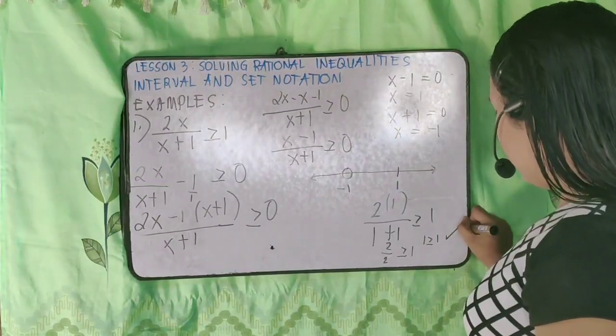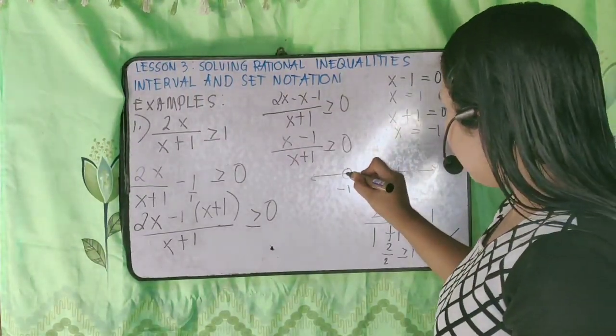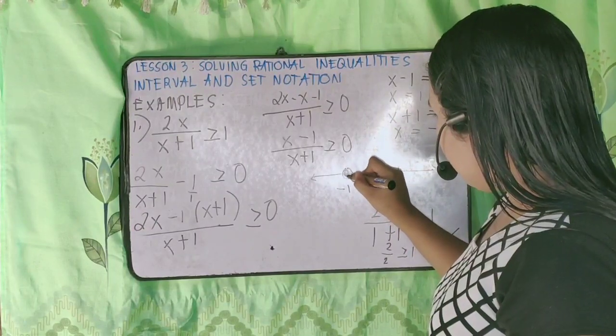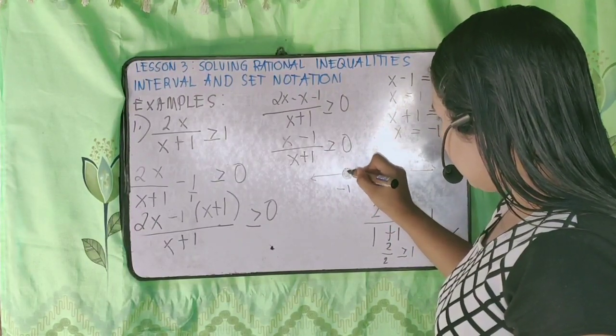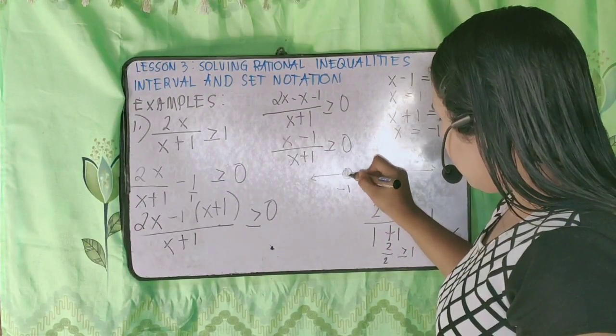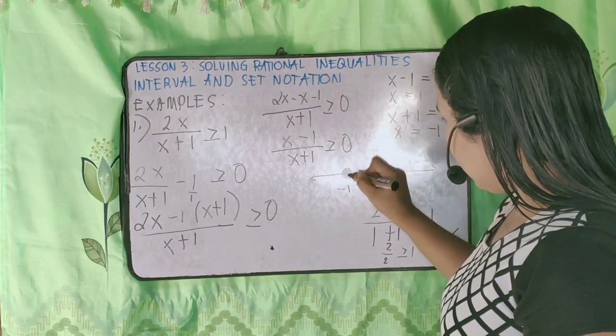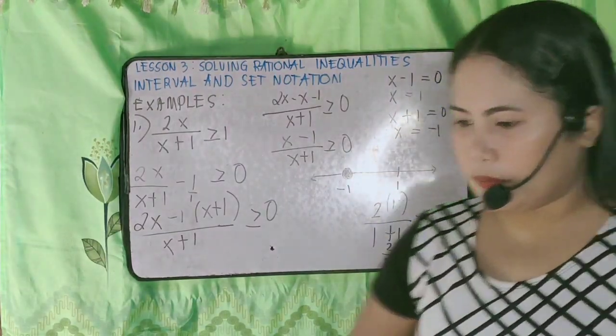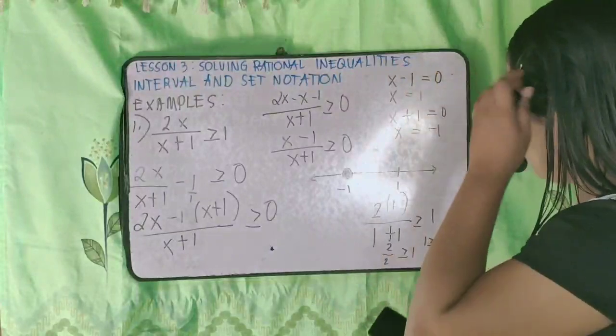So, meaning, check. So, ibig sabihin, yung positive 1 natin is shaded circle. So, ibig sabihin, kasama po ito sa solution natin. So, mamaya po gagamitin natin ito. Okay? So, now, try naman natin is yung negative 1.